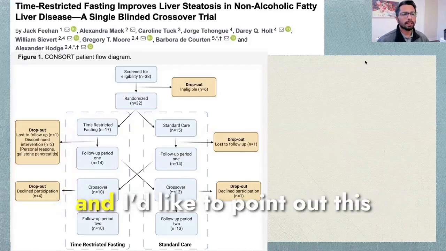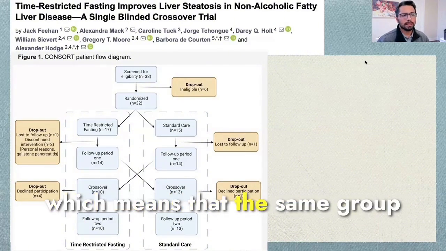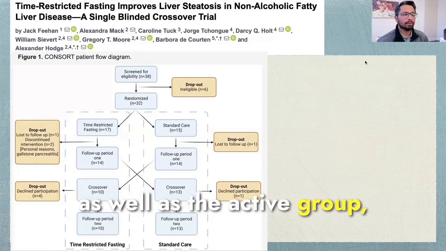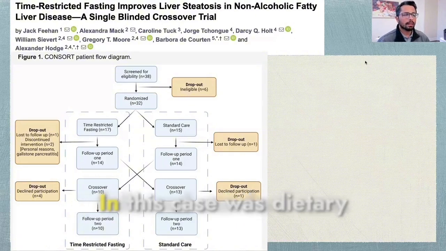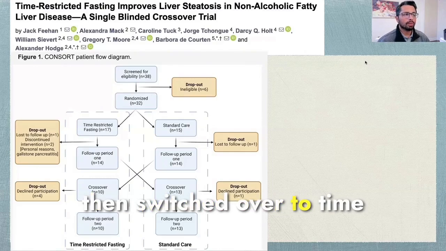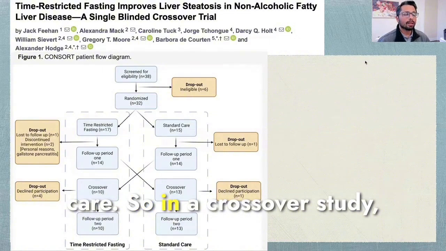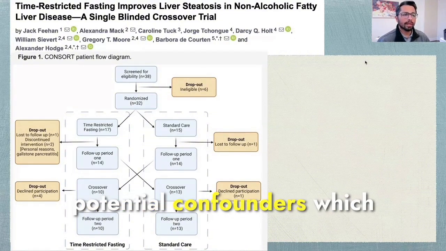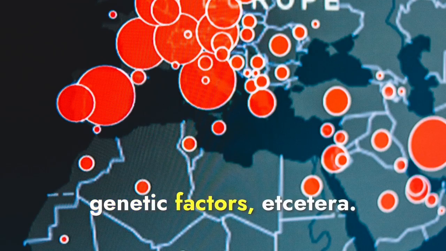This is the study in mind, and I'd like to point out this is a high quality study. It's called a crossover study, which means that the same group of people were the control group as well as the active group, which means those same people followed standard care, in this case dietary and exercise advice, then switched over to time restricted fasting, and then moved back to standard care. So in a crossover study, you can get over a lot of potential confounders which could be related to other environmental factors, genetic factors, etc.